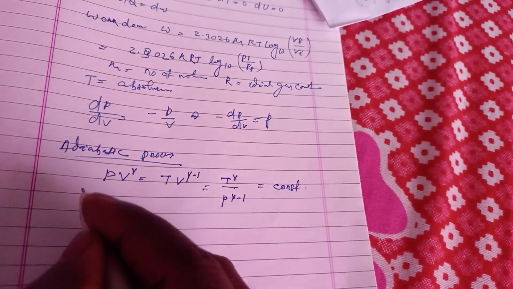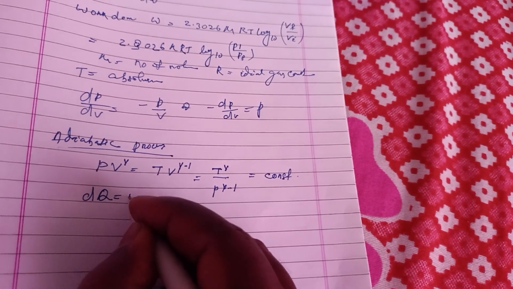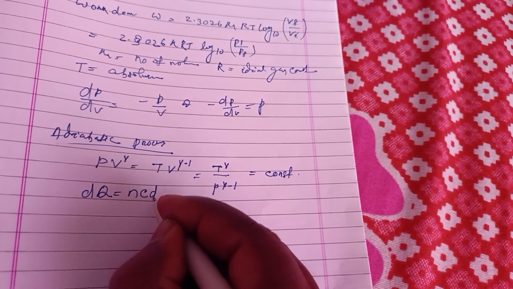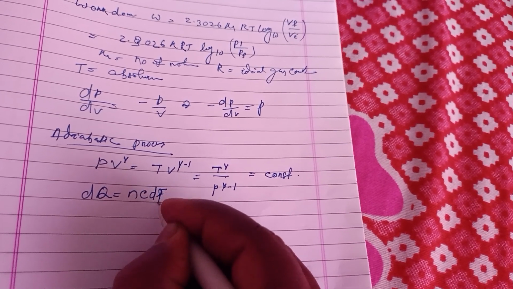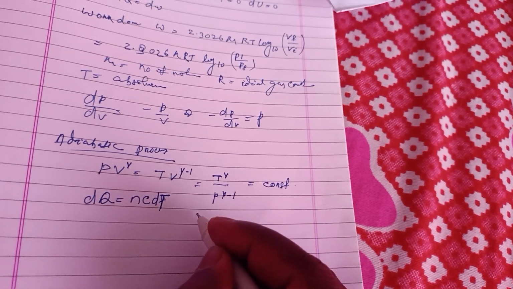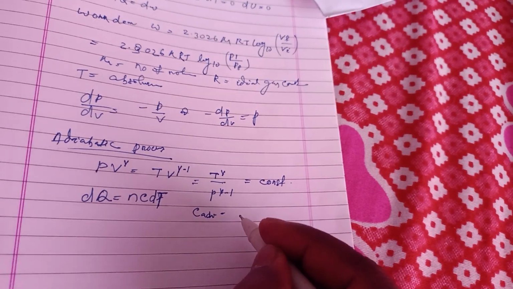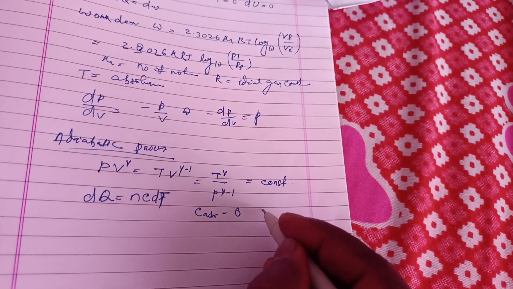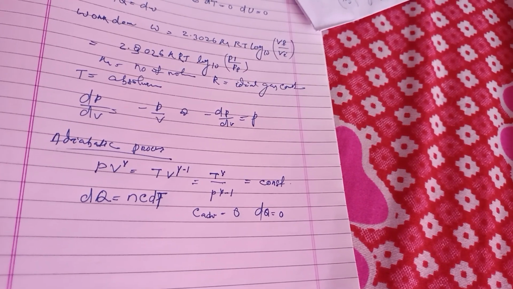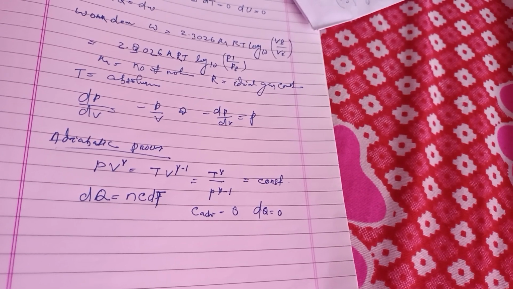We know dQ = nC dT, and C for an adiabatic process is 0, so dQ is also 0. The molar heat capacity of an adiabatic process is 0.